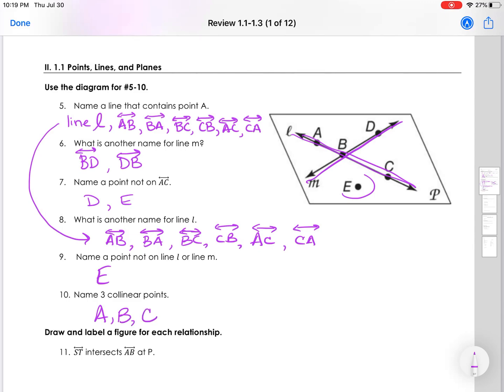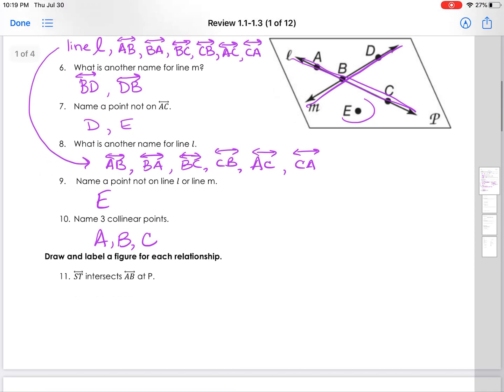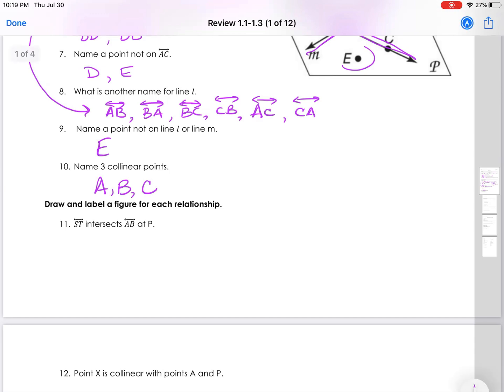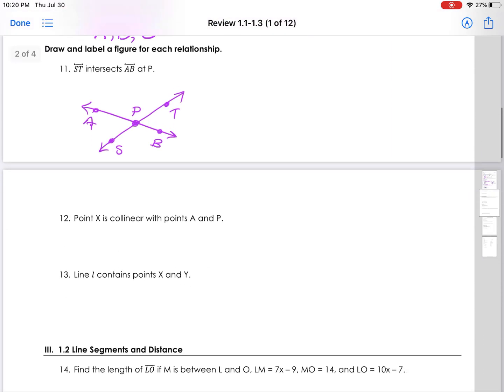All right, so we want to draw and label a figure for each of these relationships. So in this one, it says ST, line ST, intersects with line AB at point P. So here's ST, and it's going to intersect, so it's going to cross with AB. And it's going to cross at point P. So there's more than one way to draw this, but something along these lines would be perfect.